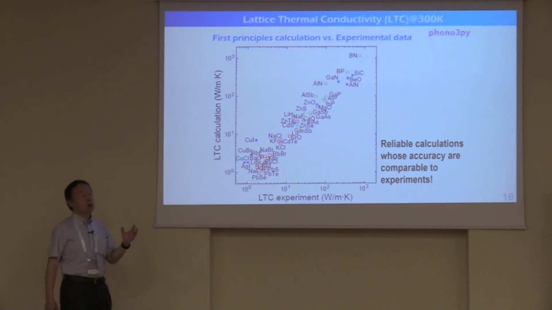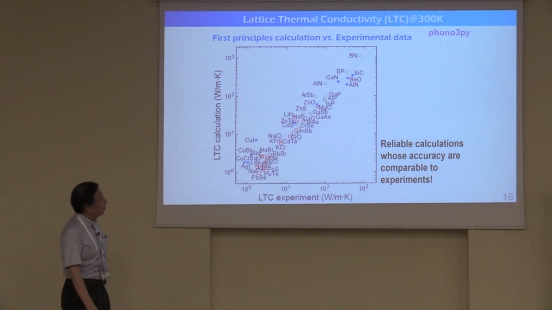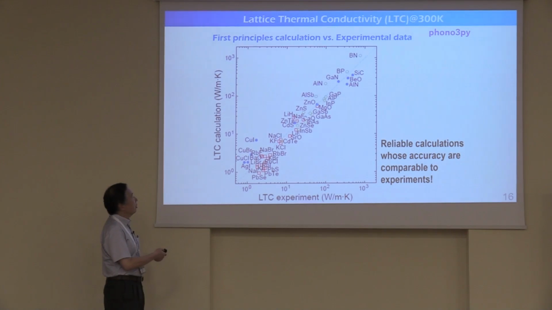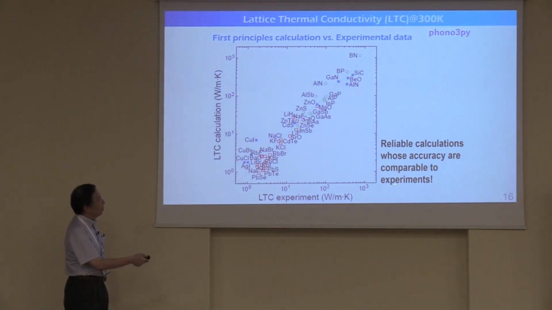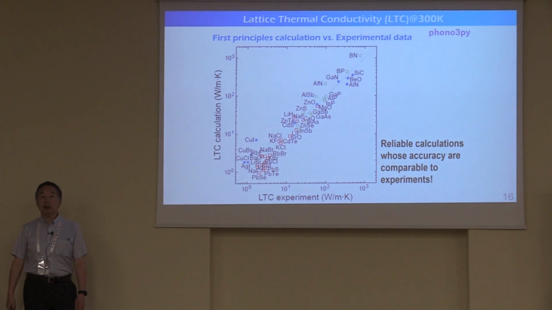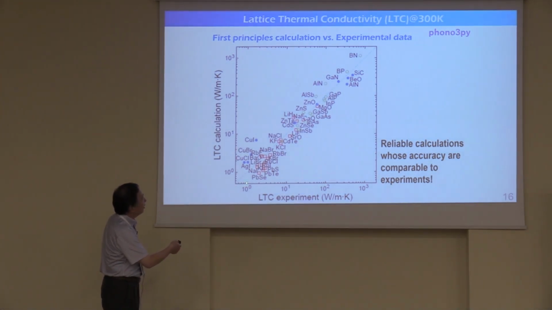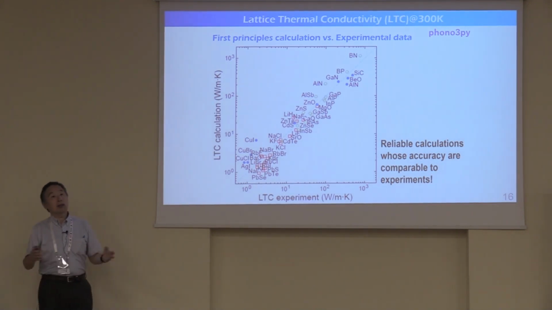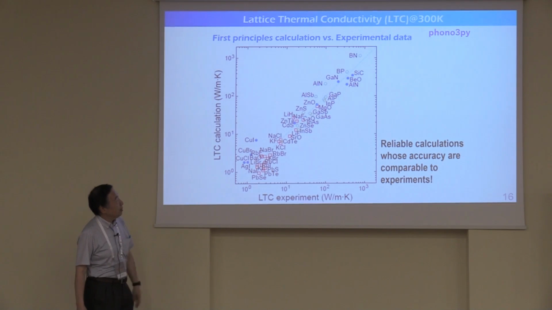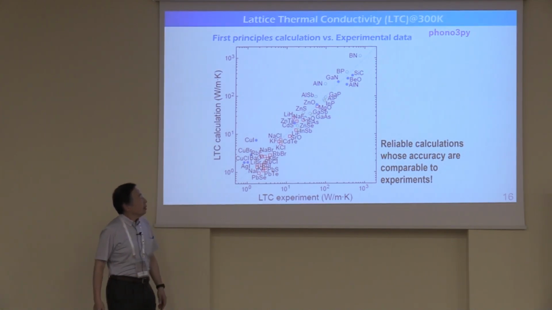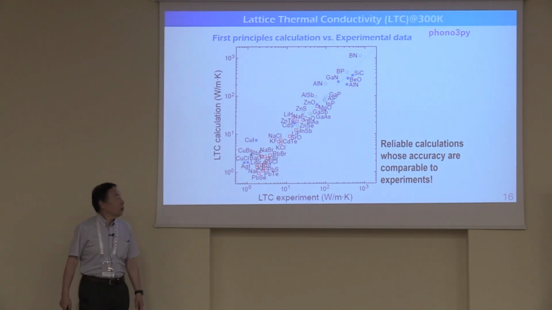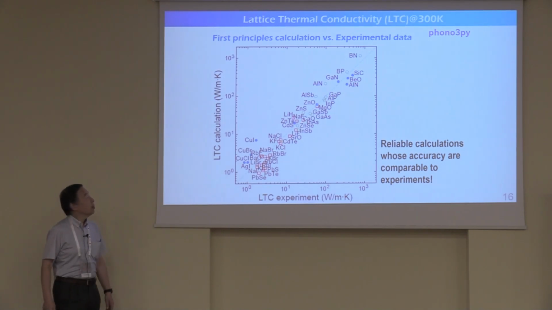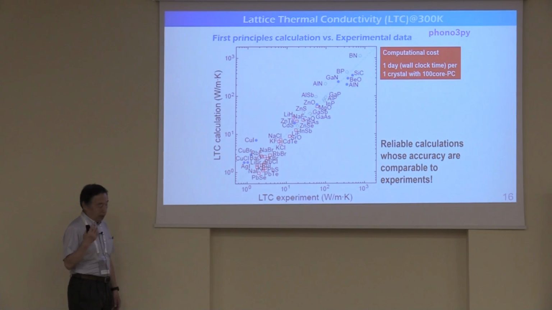This is the result. I also showed this as the final slide of the morning session. This is LTC, lattice thermal conductivity at 300 Kelvin. The horizontal axis is experimental data, the vertical axis is the computed result. And most of them are on this diagonal line. Well, the experimental thermal conductivity data are not always correct, and there is wide scattering among experimental data. So we believe that at least our calculation is reliable, whose accuracy is comparable to the experiment. So we take that data as a starting point.